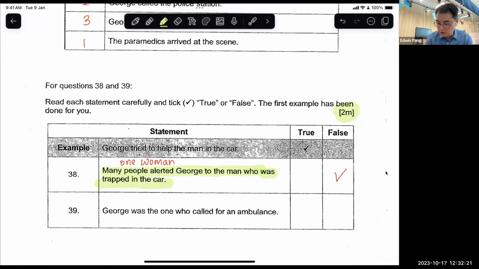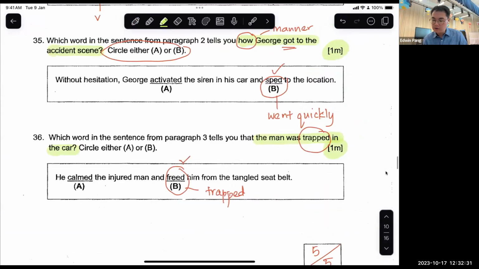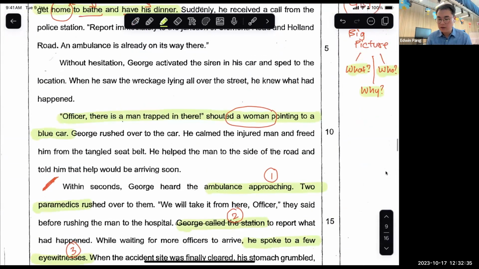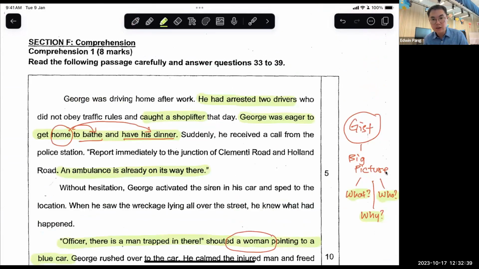Then the next one, George was the one who called for an ambulance. Again, let's see if this is true from the passage. Right at the beginning in the first paragraph, you see, an ambulance is already on its way there, right? So did George call for the ambulance? No, somebody else had already called. So by the time George was informed of the accident, an ambulance was already on its way.